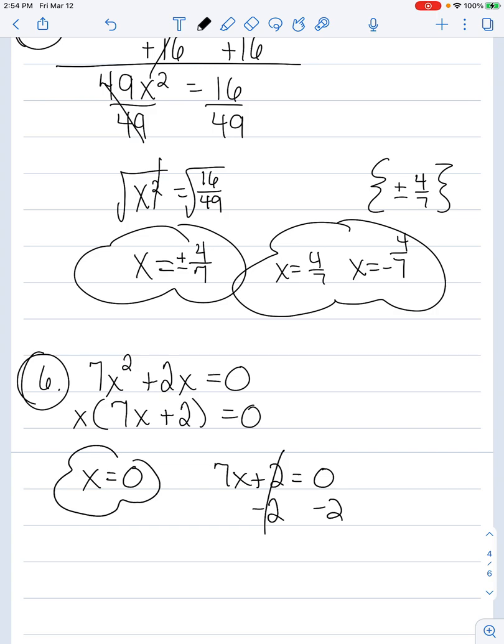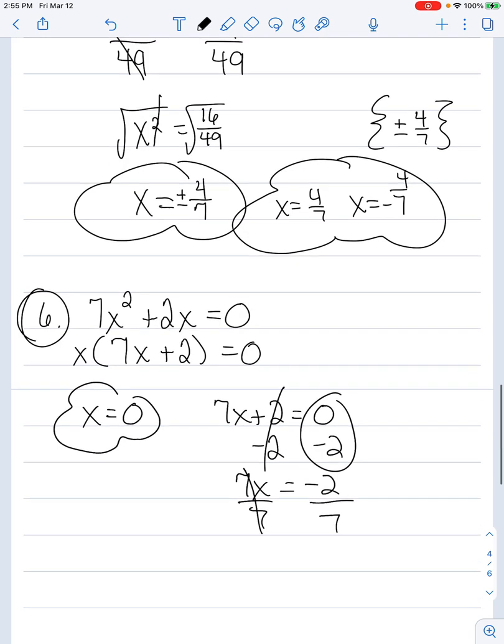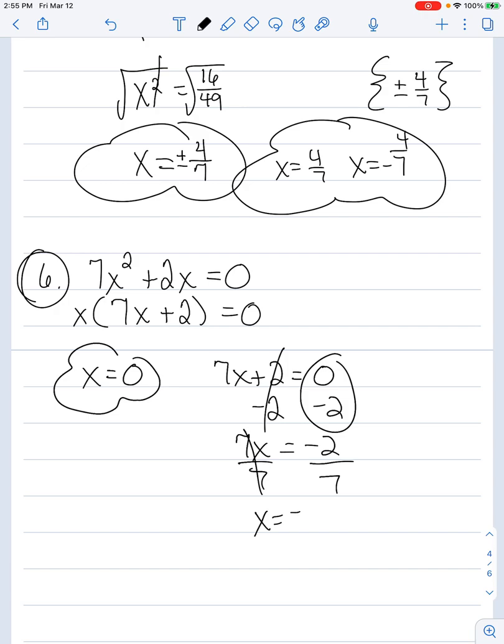Now, this one already is a solution, but this one I have to solve for x. So I'll subtract 2 from both sides. I'm left with 7x equals negative 2. 0 minus 2 is negative 2. And divide both sides by 7. So my other 0 is negative 2/7.